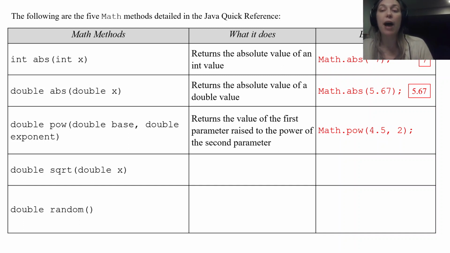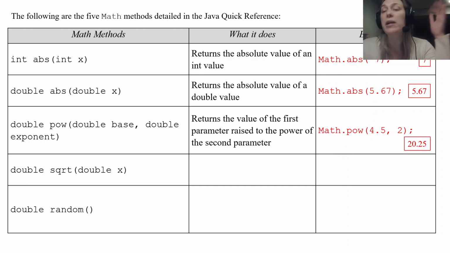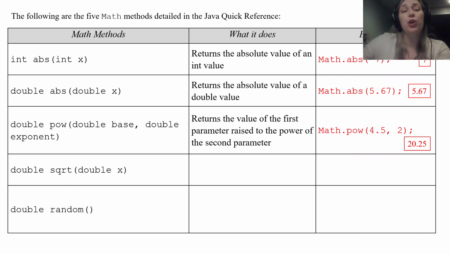So if you have Math.pow(4.5, 2), what that is saying is take the value 4.5, that's your base, and raise it to the power of 2. This is how we handle exponents in Java. I told you before, there's no caret symbol for that in Java. In order to get an exponent, you have to use pow. So 4.5 to the second power is going to be 20.25. And again, you can pass it integers, but it'll always return a double.